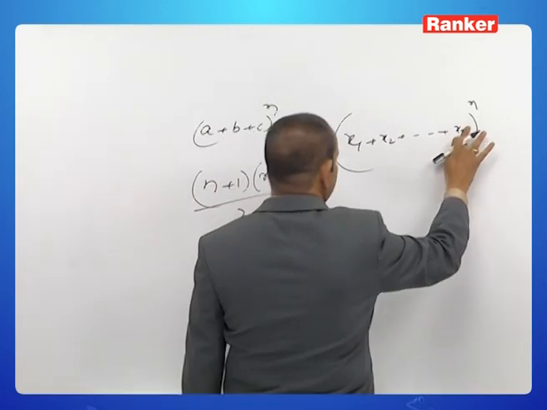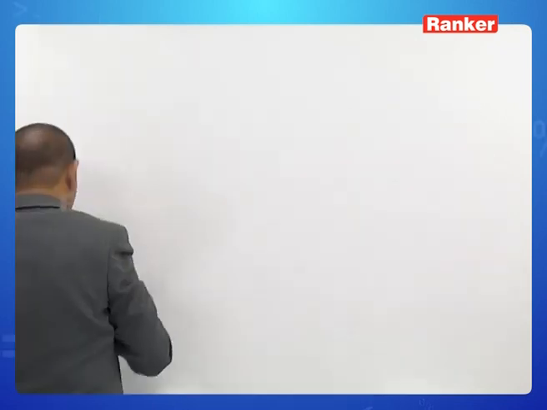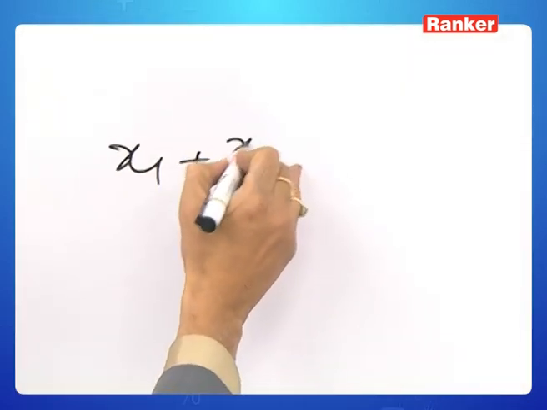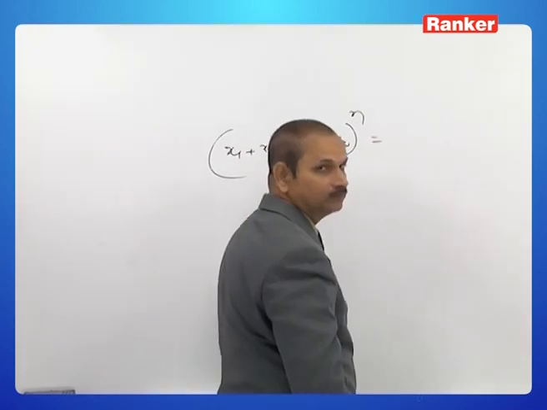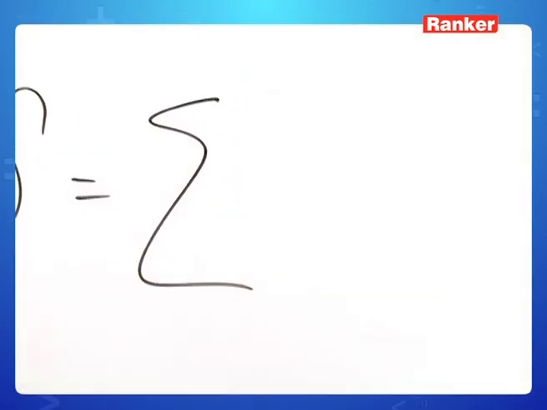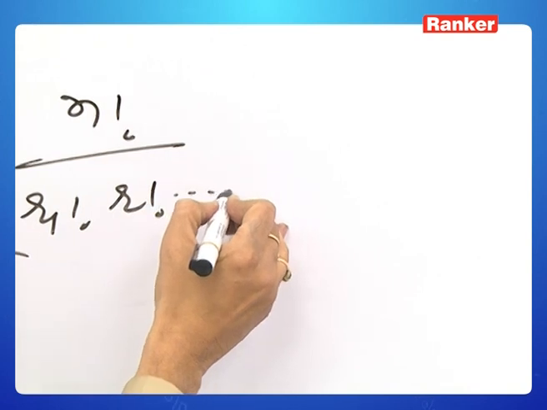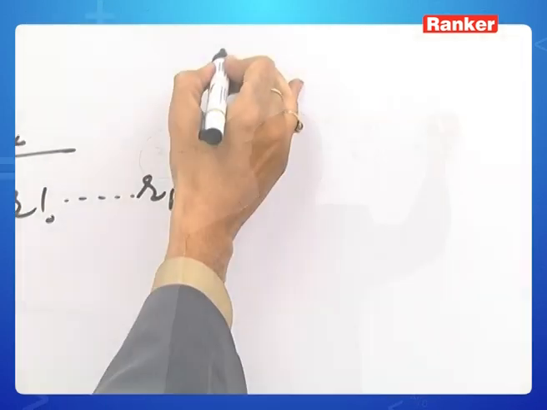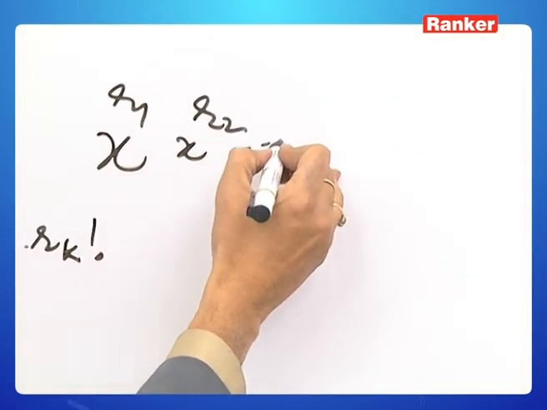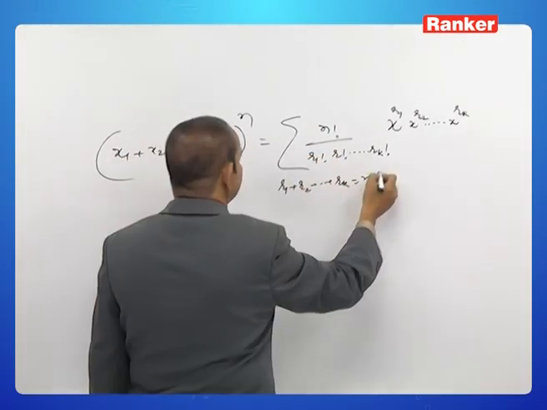The statement which gives the answer for this expansion is the multinomial theorem, and it is very simple of course. (x1 + x2 + x3 + etc. + xk)^n is equal to the sum of n!/(r1! r2! r3! ... rk!) times x1^r1 · x2^r2 · etc. · xk^rk, where r1 + r2 + etc. + rk = n.